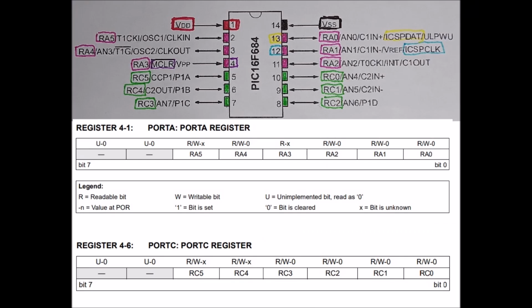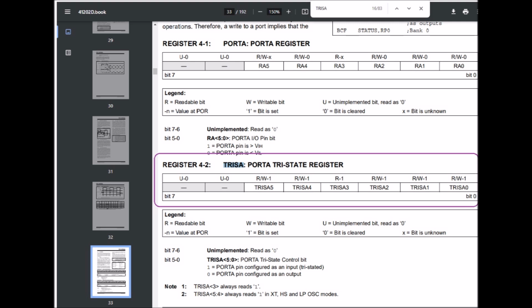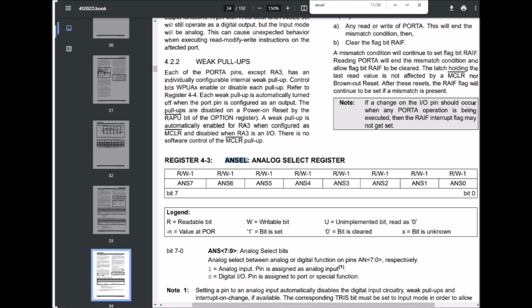Control registers. The TRISA register configures each pin as an input, 1, or output, 0. The PORTA register reads the current state of the pins if configured as input, or sets the state of the pins if configured as output. The ANSEL register selects whether a pin functions as a digital I/O or an analog input.